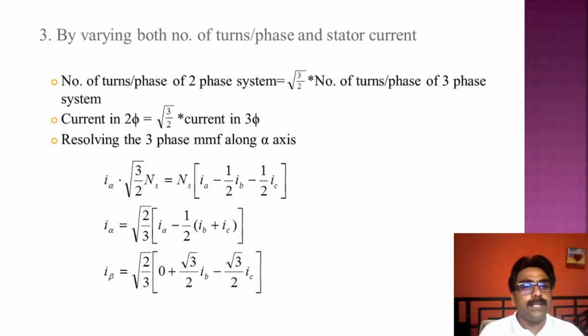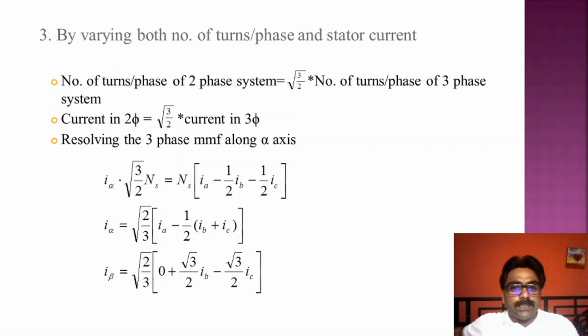Now we are concerned with varying both the number of turns per phase and the stator current. Now look at this equation. The number of turns per phase of the two phase system is equal to square root of 3 by 2 into the number of turns per phase of the three phase system. Similarly, the current in the two phase system is equal to square root of 3 by 2 into the current in the three phase system. So resolving that, we will get I alpha into root 3 by 2 Ns, where Ns is the number of turns per phase.